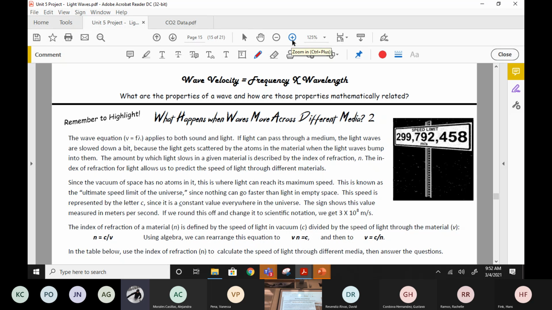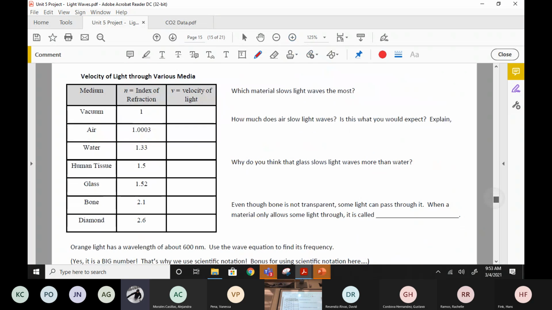The amount by which light slows in a given material is described by something called the index of refraction, and we use the letter n to represent that index. So a material that scatters light a lot has a high n, a high index of refraction. The index of refraction for light allows us to predict the speed of light through different materials.